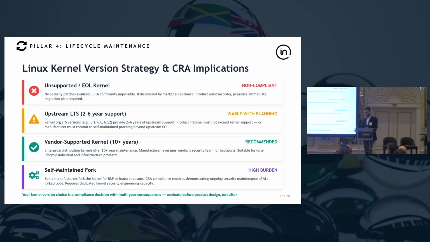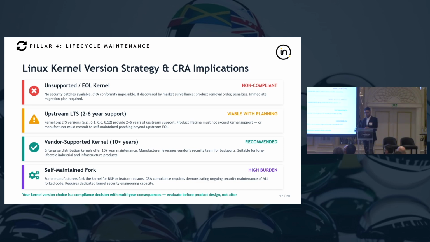The first category is unsupported. Assume that right now your kernel is end of life. It is straightforwardly non-compliant. No security patches can be provided, CRA conformity is impossible, so this automatically becomes non-compliant. Second, your LTS kernels, which have a 2 to 6 year support window. This is viable if it fits your product life cycle.